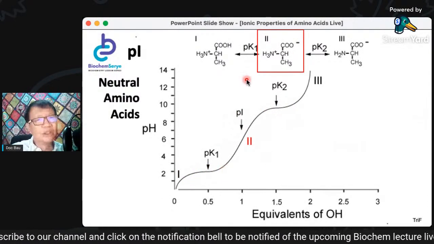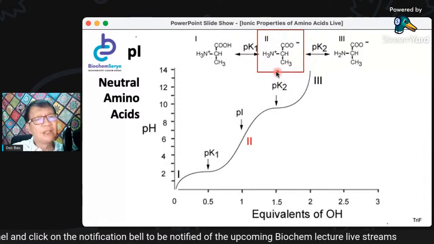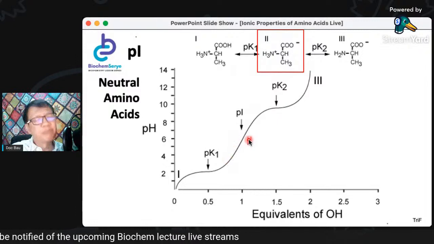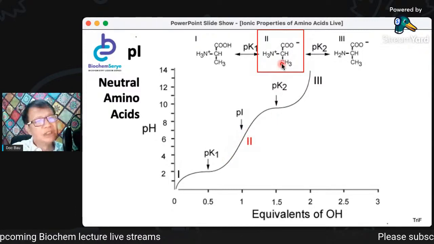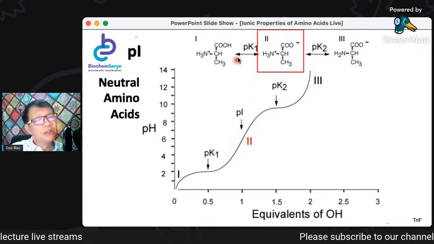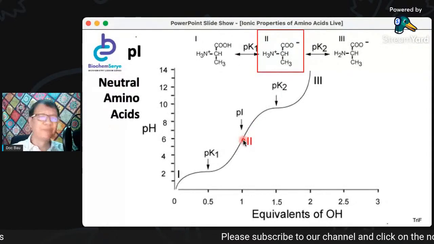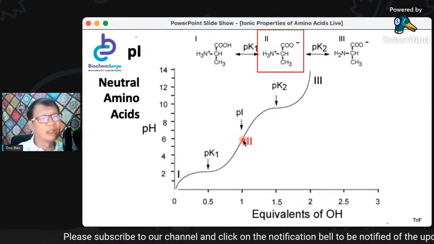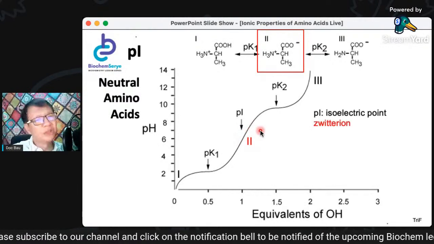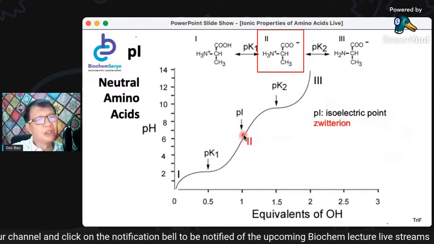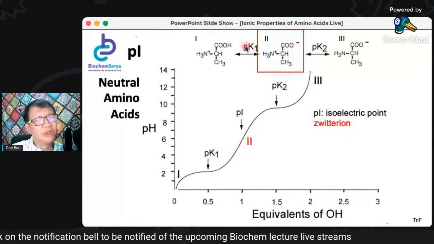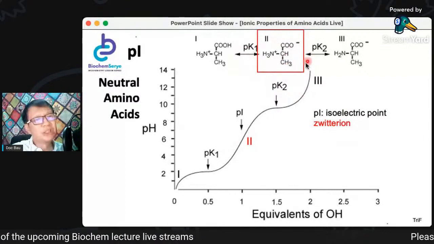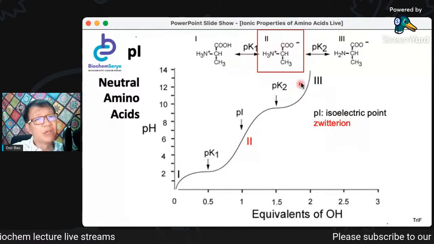Okay, so this is your zwitterion, on the other hand. What happens to the pH? If your pH is equal to the point wherein you have the greatest concentration of your zwitterionic species, that will now correspond to your isoelectric point. The isoelectric point is the pH wherein your species will be a zwitterion. In other words, it does not have any charge.